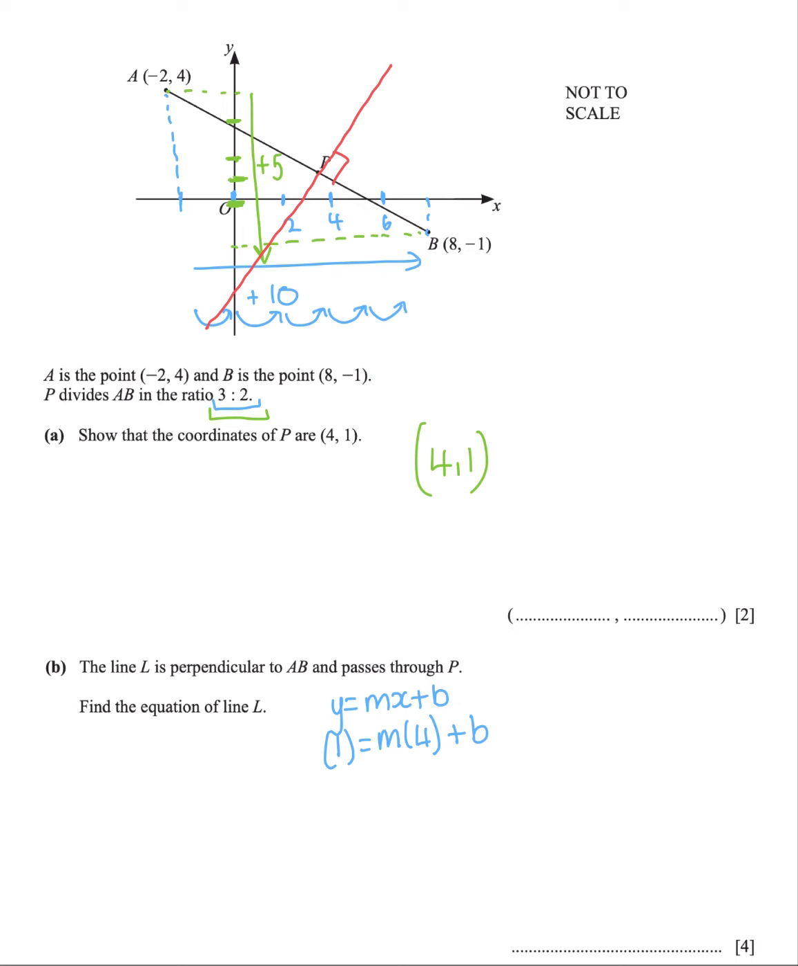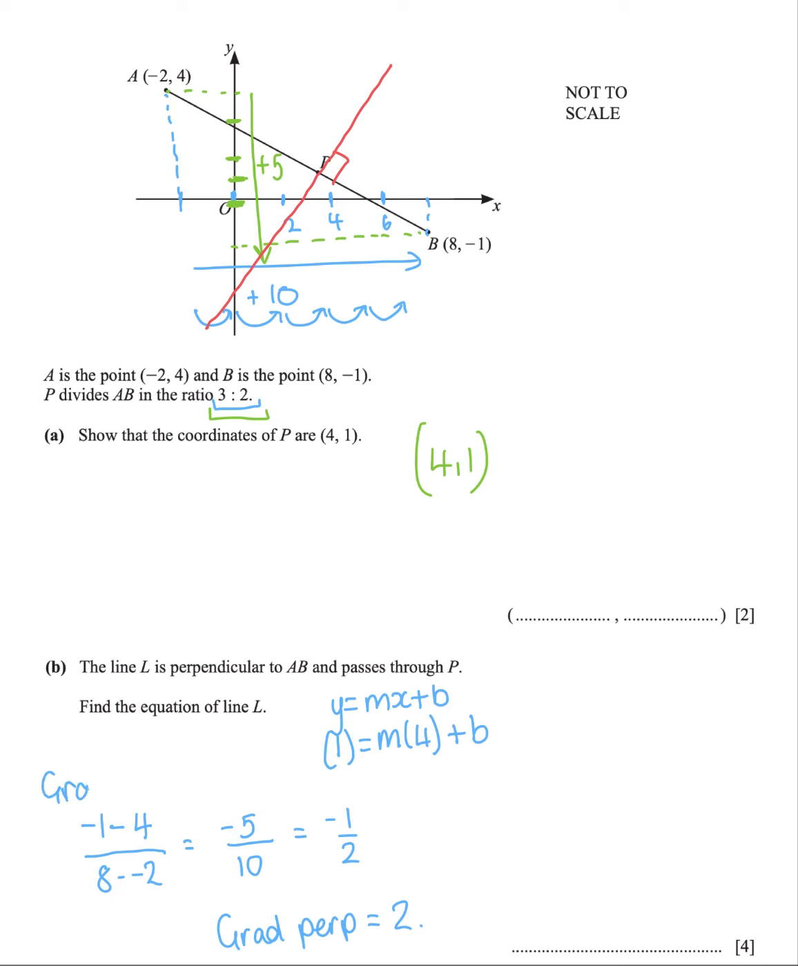So the gradient of the original line, if I think about the formula for gradient, which is the change in y over the change in x. So the change in y is -1 minus 4, and the change in x is 8 minus 2. So that gives me -5 over 10, which is -1/2. So the gradient of the new one will be the negative reciprocal, and therefore 2. So the gradient of the perpendicular is 2.